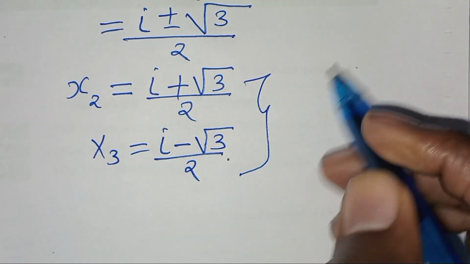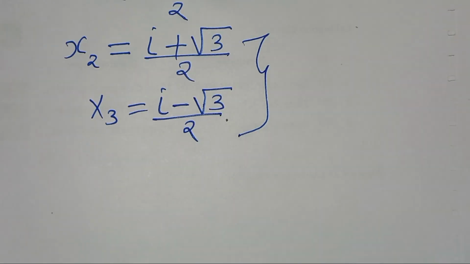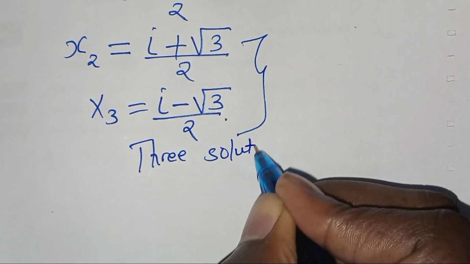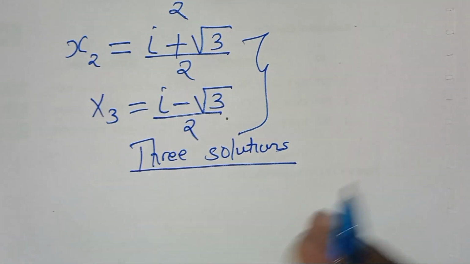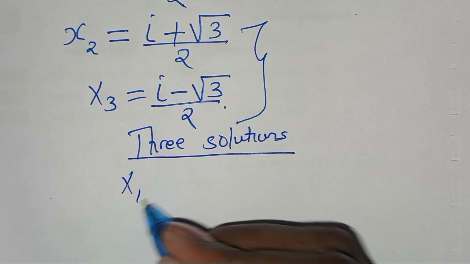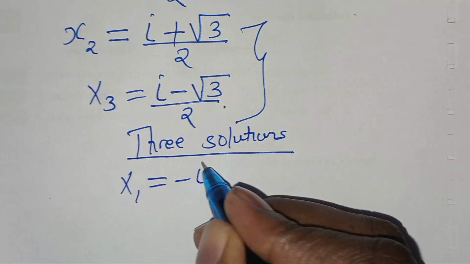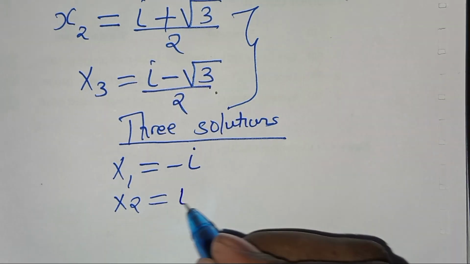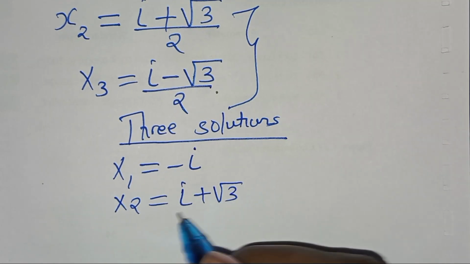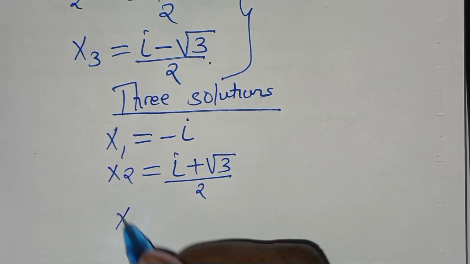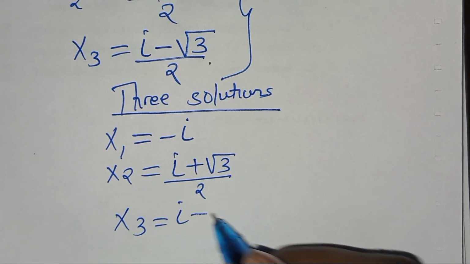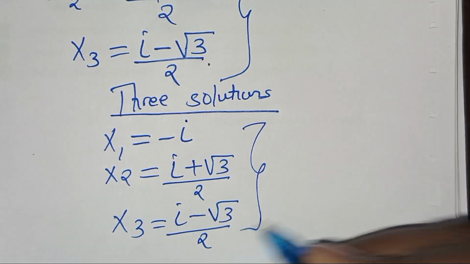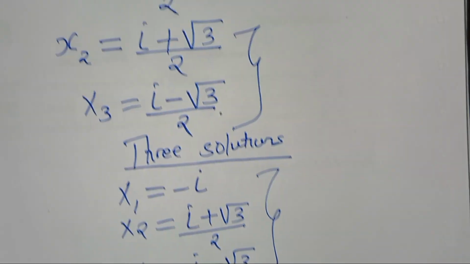So in this case, we have 3 solutions to this problem. That is x1 is equal to minus i. We have x2 is equal to i plus square root of 3 divided by 2. And x3 equal to i minus square root of 3 divided by 2. So these are the 3 solutions to this algebra problem.